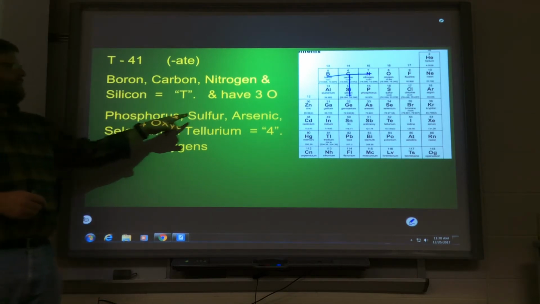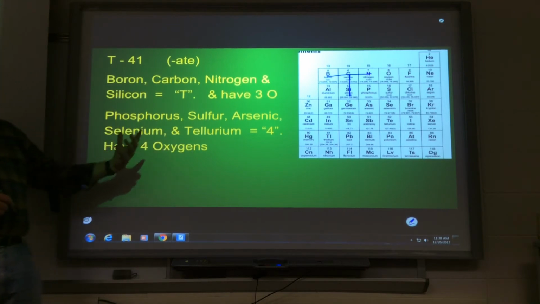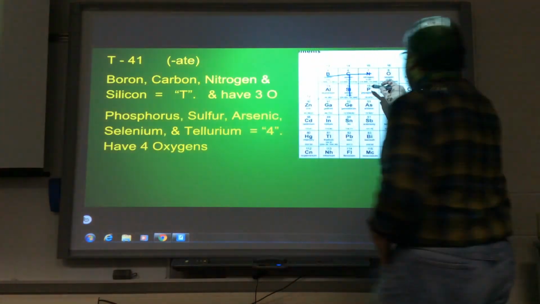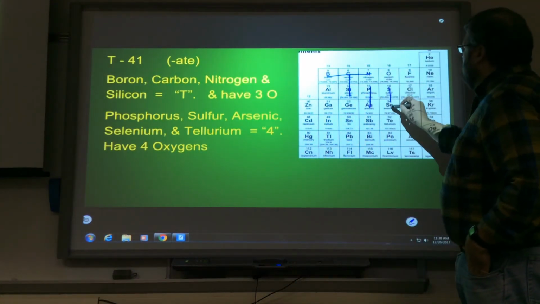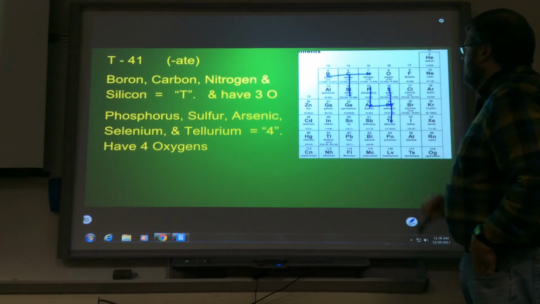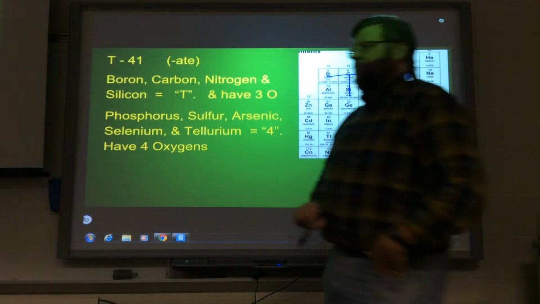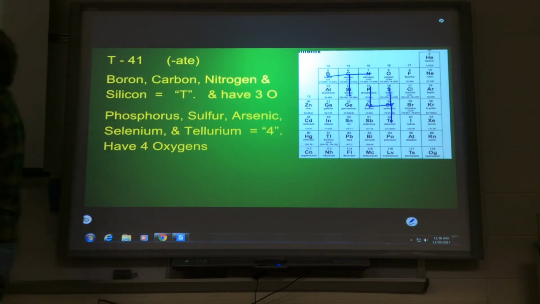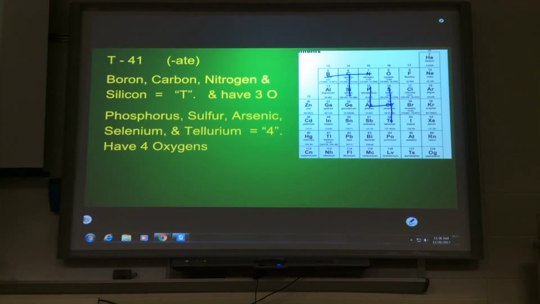Next one. Phosphorus, sulfur, arsenic, selenium, and tellurium. That's 5 elements, but they equal a 4, because if I connect these together and then come over here and go down, that makes a 4. So phosphate, sulfate, arsenate, they all have 4 oxygens with them. So it's PO4, SO4, AsO4. And it would also be selenate and tellurate also, but we don't have those on your list, don't worry about it.